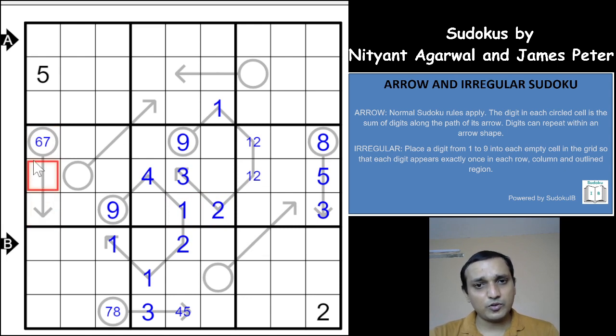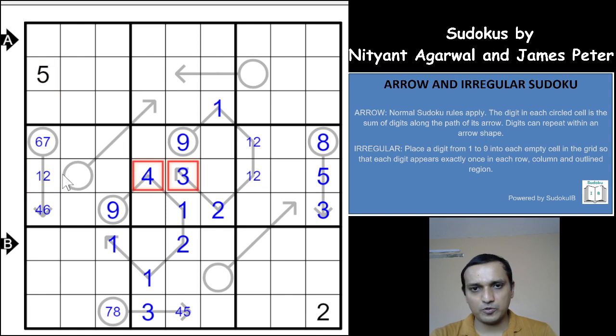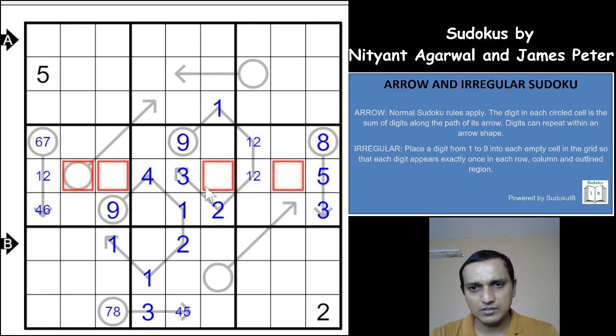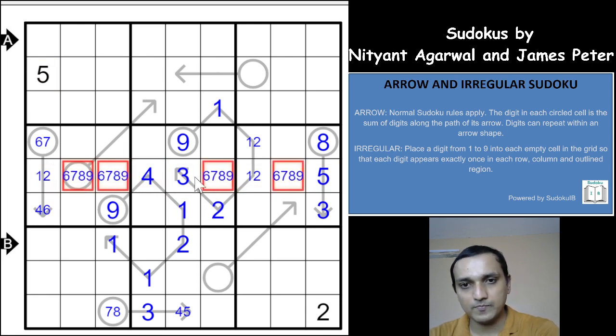For 6 it would have to be 1 5 or 2 4. 1 5 cannot be used, 2 4, so either 2 or a 4 here. And for 7 it can be 6 1, which is 6 or 1 here, and 5 and 2 is not possible, 3 and 4 is not possible, right? So which means you got a 1 2 3 4 already placed here. 5 6 7 8 would have to be somewhere here, right? 6 7 8 9, right?